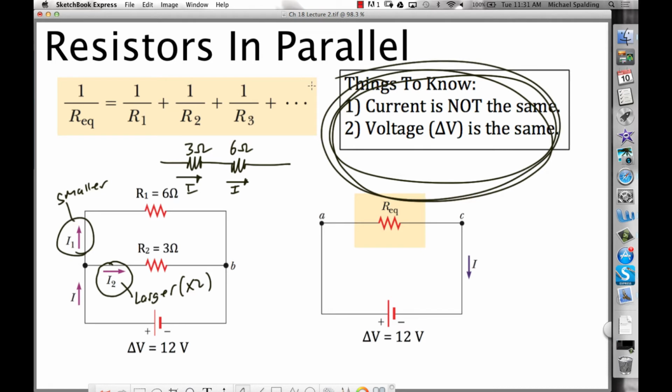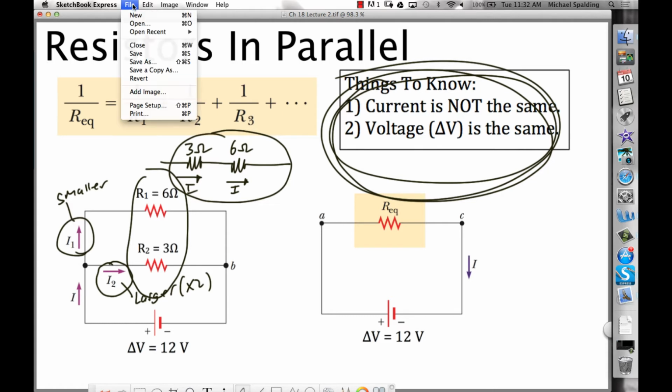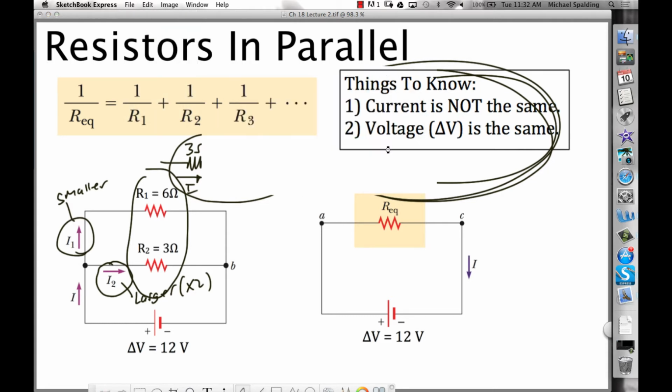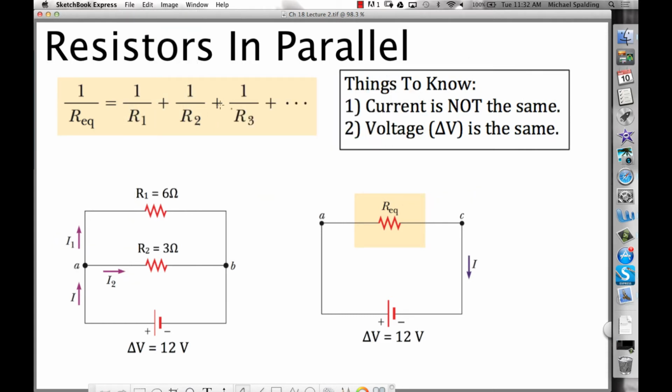The two things that are true for series are oppositely true for parallel. In series, current is the same. In parallel, current is not the same. All right, let's look at voltage now. Actually, scratch that. Let's talk about how you simplify resistors in parallel.